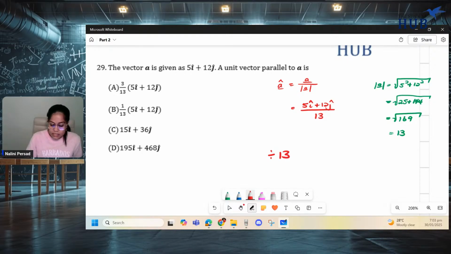Divided by 13 is the same thing. Remember, we don't like division. We change division to multiplication and invert the fraction after. Divided by 13 is the same thing as multiplying by 1 over 13. So my answer is option B.